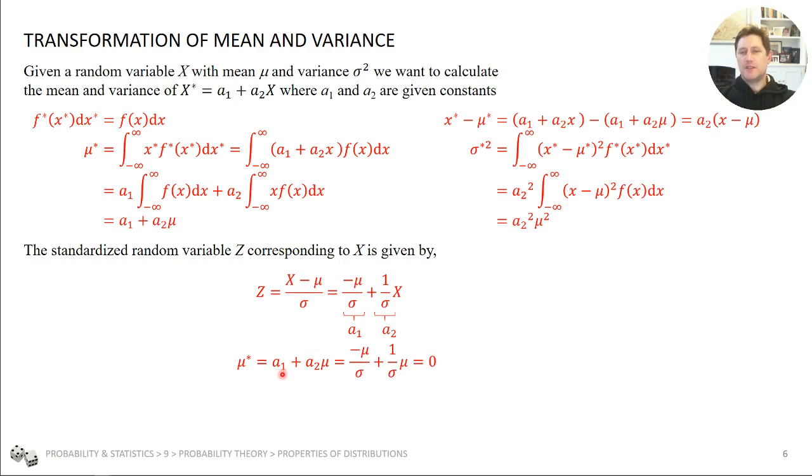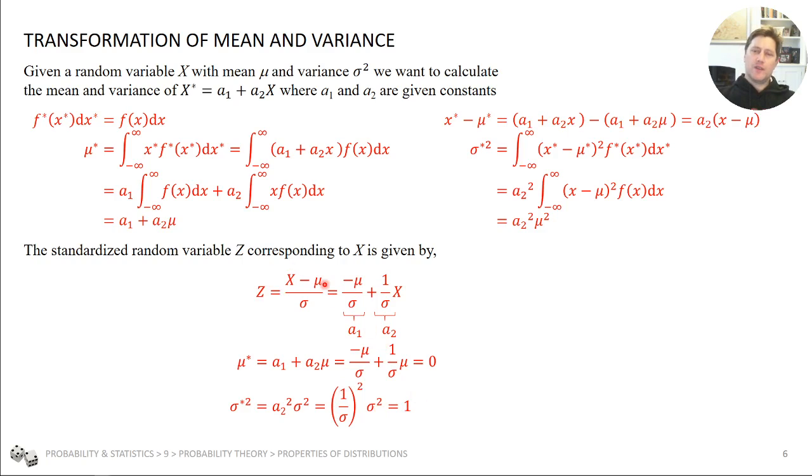So the mean is equal to a1 plus a2 times mu, the original mean. So a1 is minus mu over sigma. a2 is this one, 1 over sigma, times mu. Add those together and that's 0. So this transform gives Z a mean of 0. And then we look at the variance. The variance of Z is equal to a2 squared times the original variance. So we substitute in for a2, that's 1 over sigma. 1 over sigma squared times sigma squared is equal to 1.